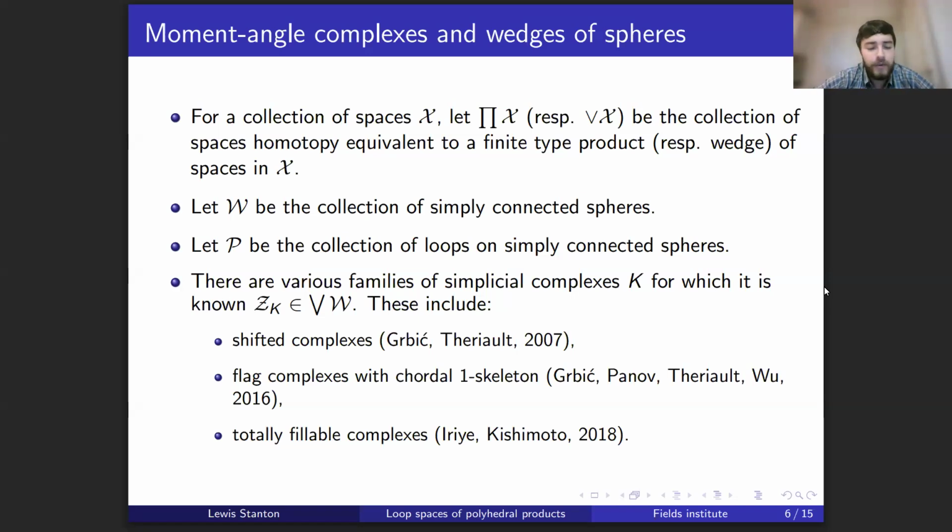And the first two collections we will look at is W being the collection of simply connected spheres, and we'll let P be the collection of loops on simply connected spheres. And there was a big scheme of work trying to find different families of simplicial complexes, for which it's known that the moment angle complex decomposes up to homotopy as a wedge of spheres.